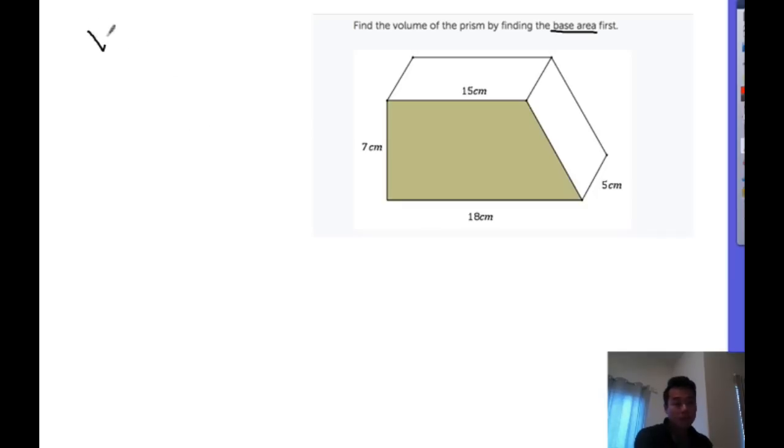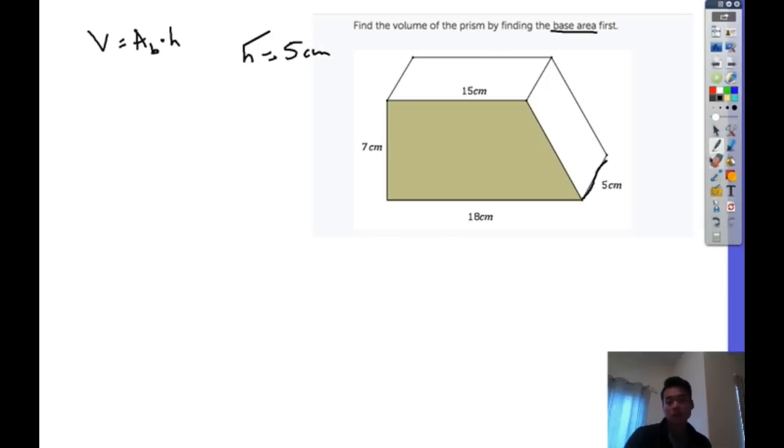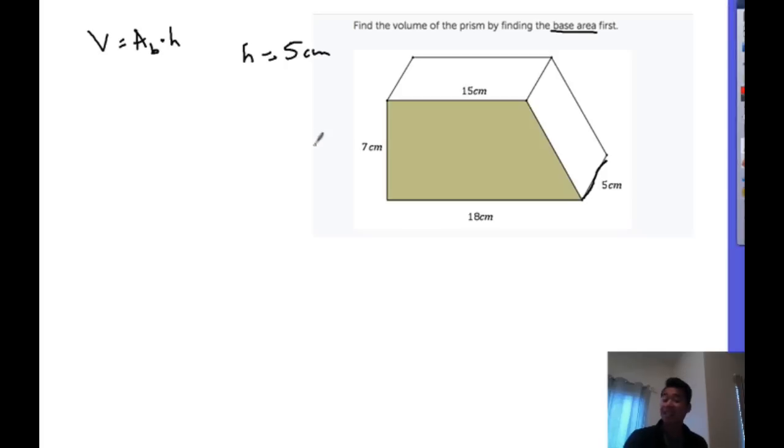So the volume is going to be the area of the base times how tall it is. If I were to flip this on its side, I can tell that the height is 5 centimeters because here's my base right here, this trapezoid. The other side would also be a trapezoid. The definition of the height of a prism is that it connects the two bases. So I know that my height is going to be 5 centimeters. That's the overall height of my prism, not the height of the trapezoid.